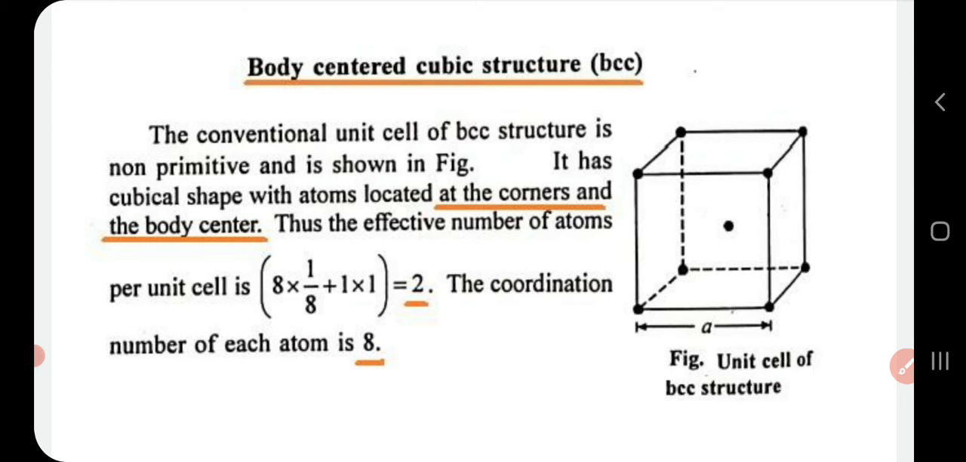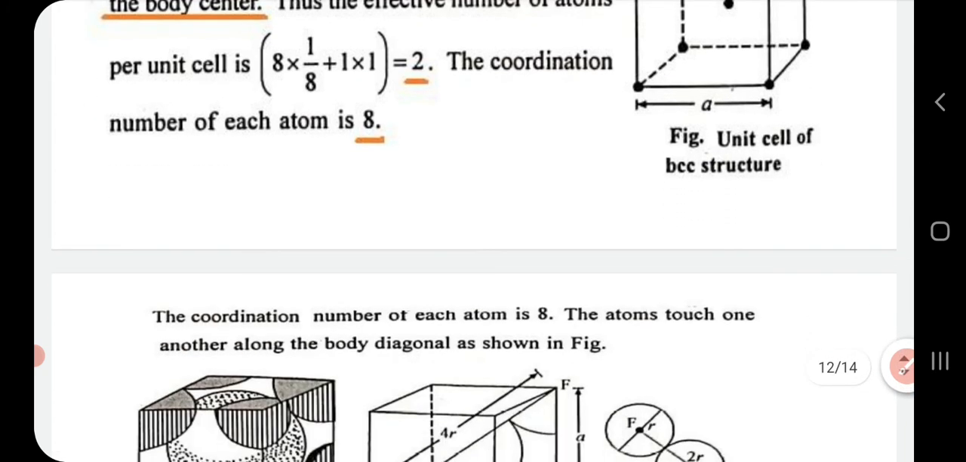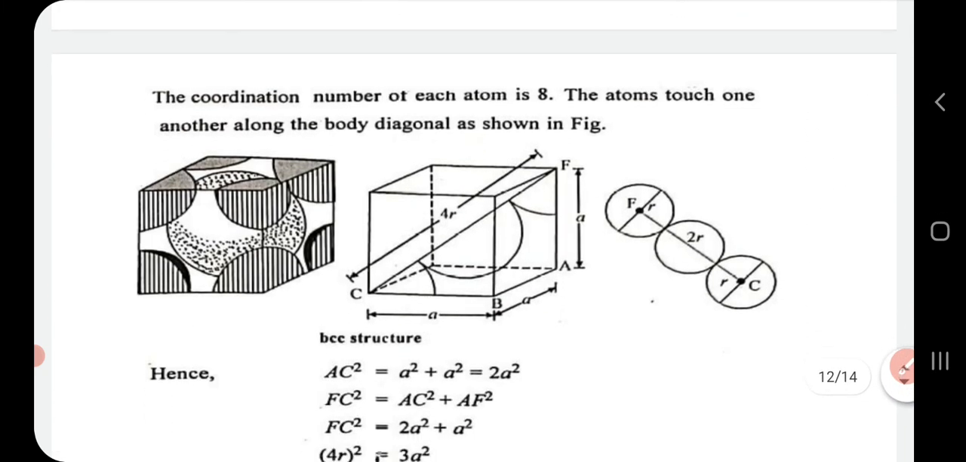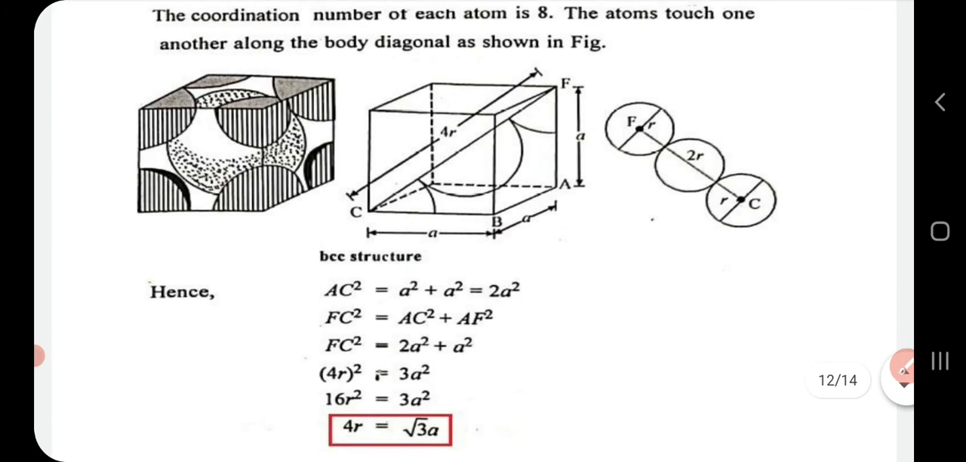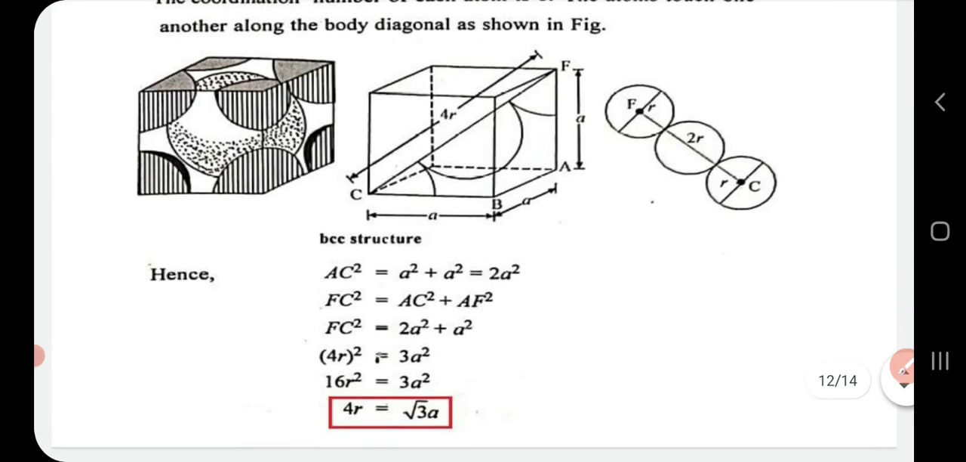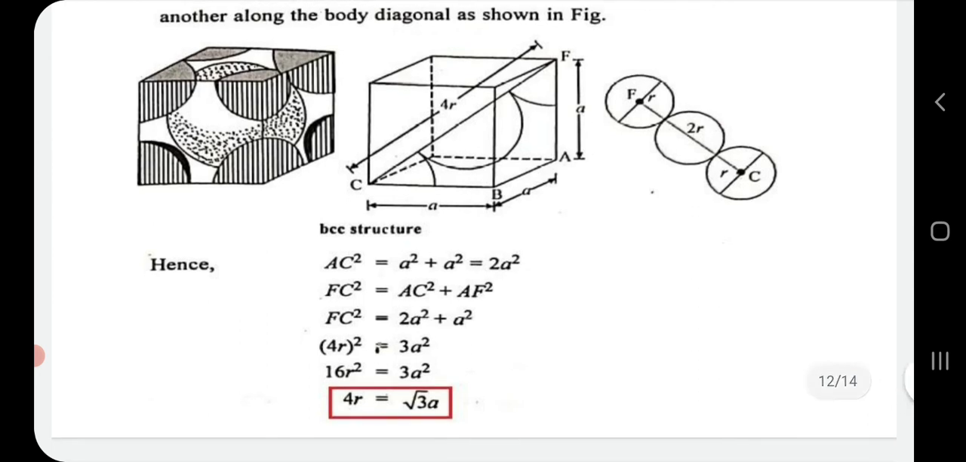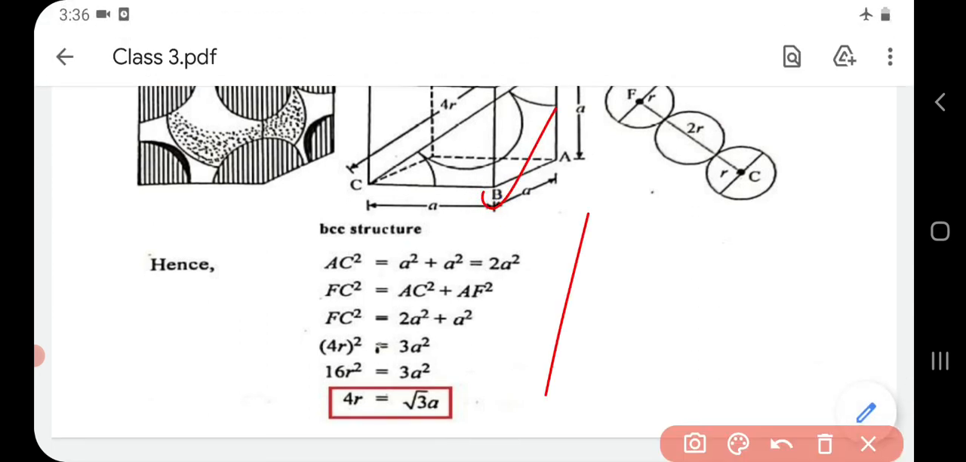Here, effective number of atoms per unit cell is 2. Coordination number, I told it is less than 12. So here, coordination number of BCC is 8. Then atoms touch one another along the body diagonal. Why? Because it is body centered cubic. Now you can draw this figure and write this explanation.